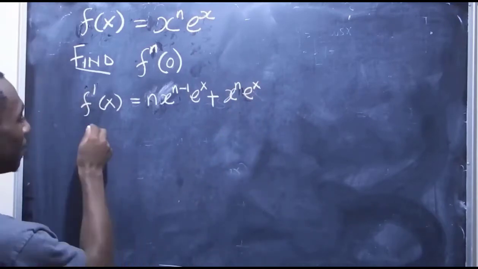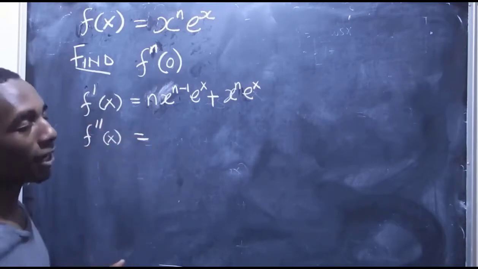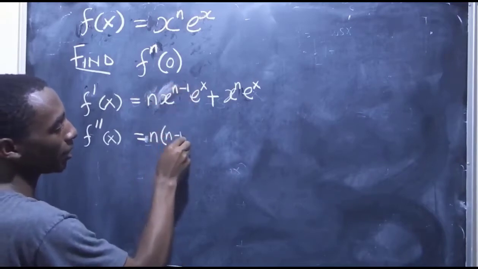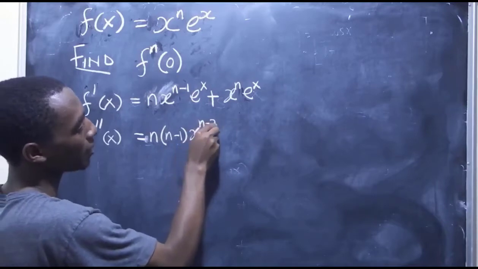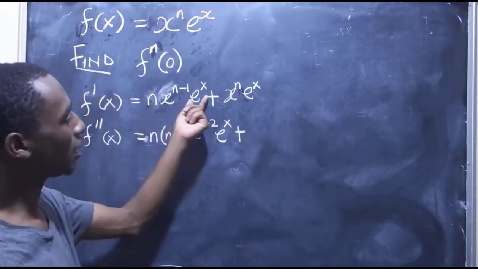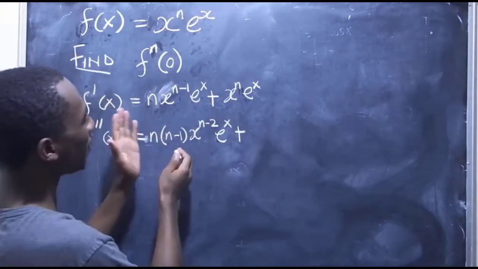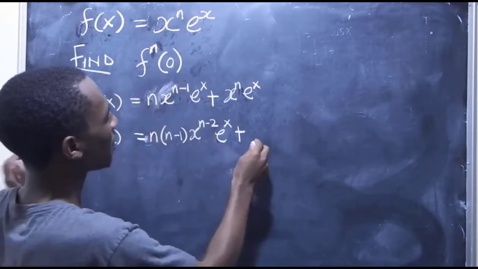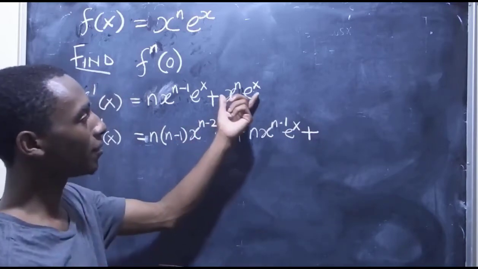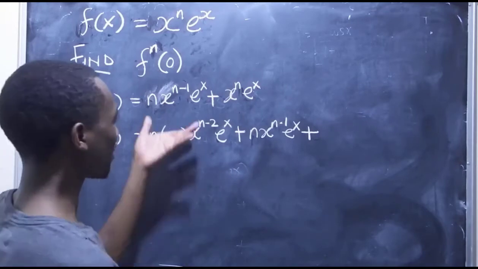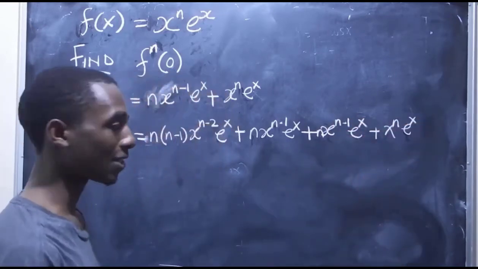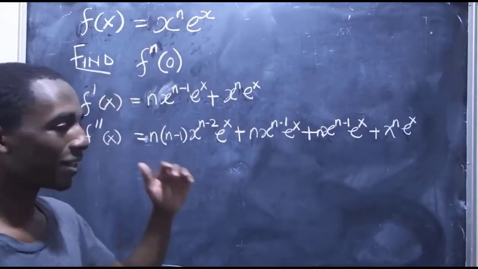Alright, so let's go ahead and find the second derivative. Let's take the derivative of this first term, that's n into, I drop the power, n minus 1 times x to the power n minus 2. I keep exponent x constant, plus I keep this constant and take the derivative of this, which remains the same, so that's n x to the n minus 1 exponent x, plus I now take the derivative of this function here. Of course, that's just this whole thing, so I'll just copy down exponent x. Now, by this time, you should have probably realized that the derivatives are taking a certain trend.